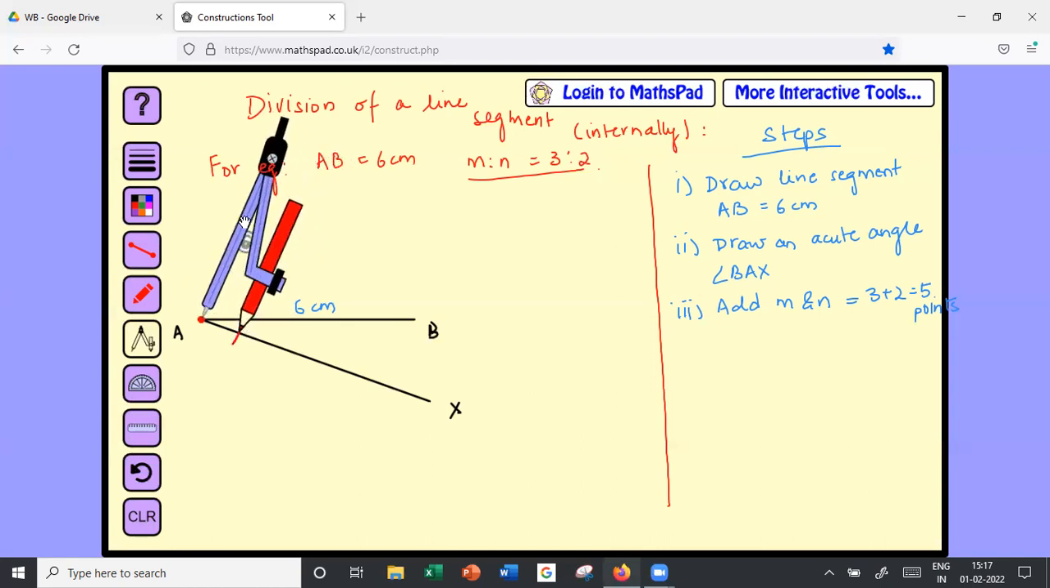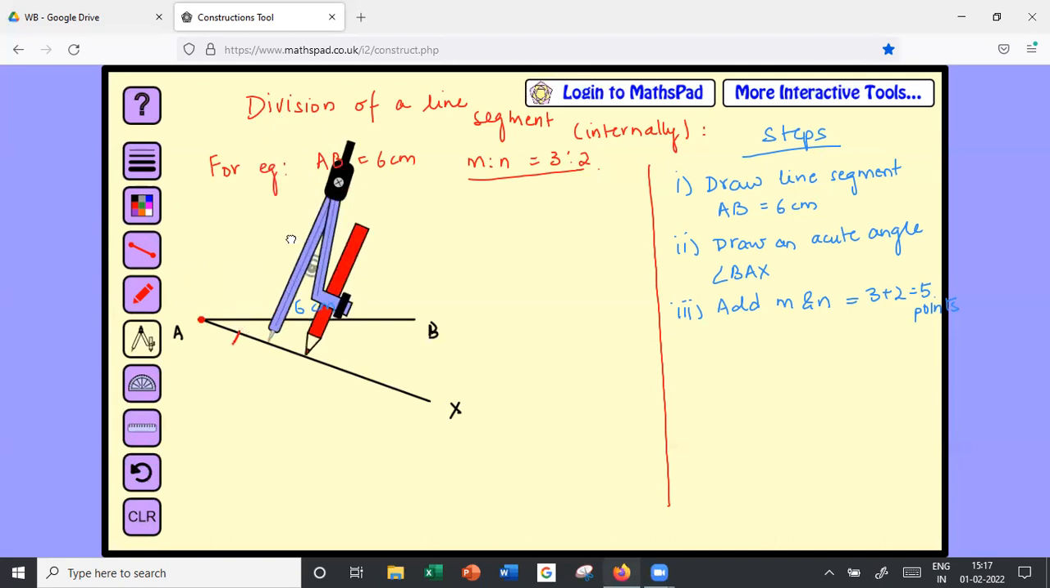So keep your pointed end of the compass on A, and you need to just make small arcs on AX. Okay. This is my first point. Now I'll move it on this point. Again, repeat the same procedure till you have 5 points. You can do it. I might take some time, so you can do it on your own.